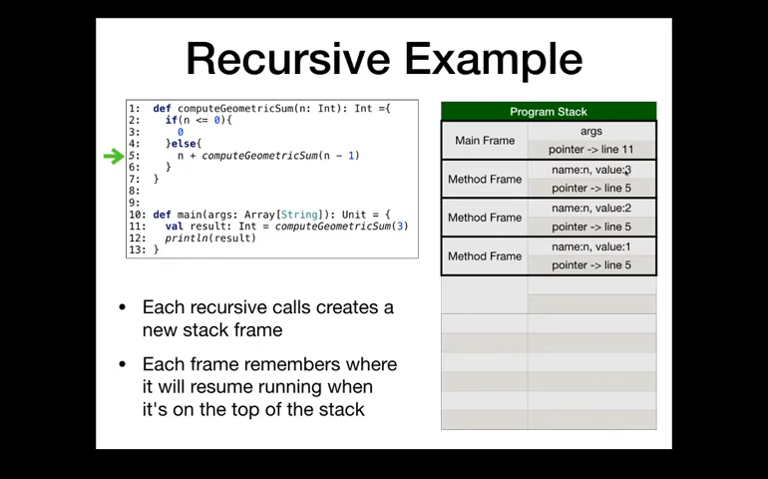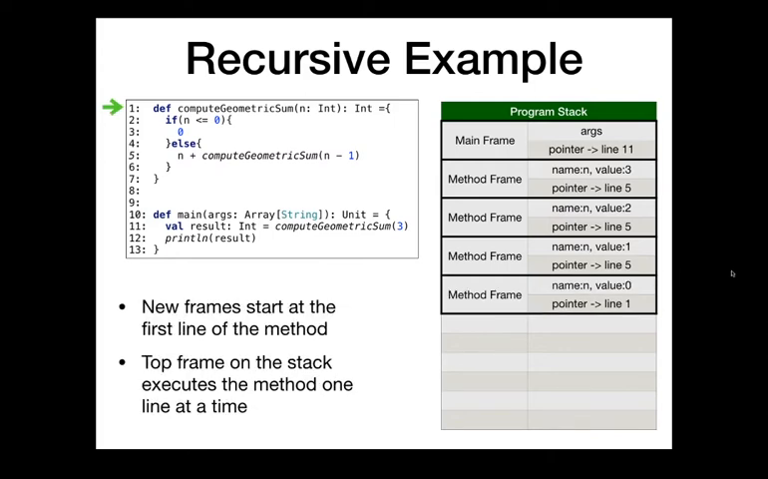So we have all these frames on the stack, and we want to show how we got from that first call of 3 down to our base case, and then how we're going to get back up to that call of 3 to be able to return the correct value from this recursive method. So let's put that next frame on the stack. We have an input of n equals 0.